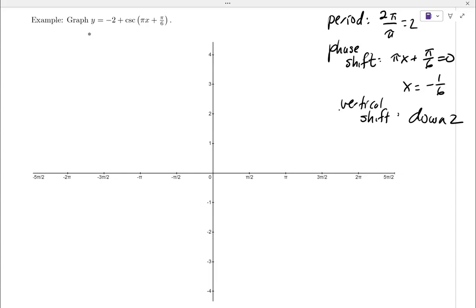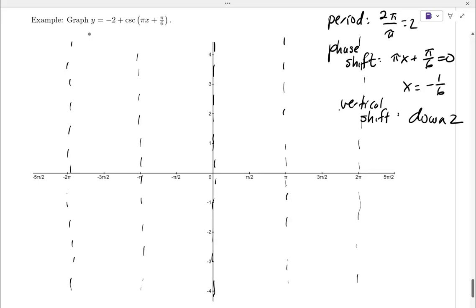How does cosecant look to start with? Where are the asymptotes for cosecant? Yep, at 0, pi, 2 pi, negative pi, negative 2 pi. All those places where sine is equal to 0, right?